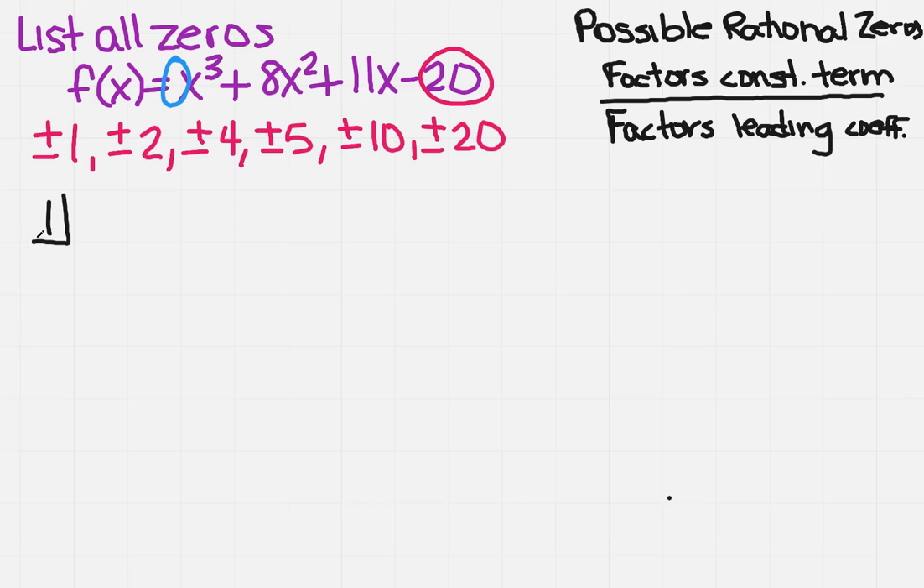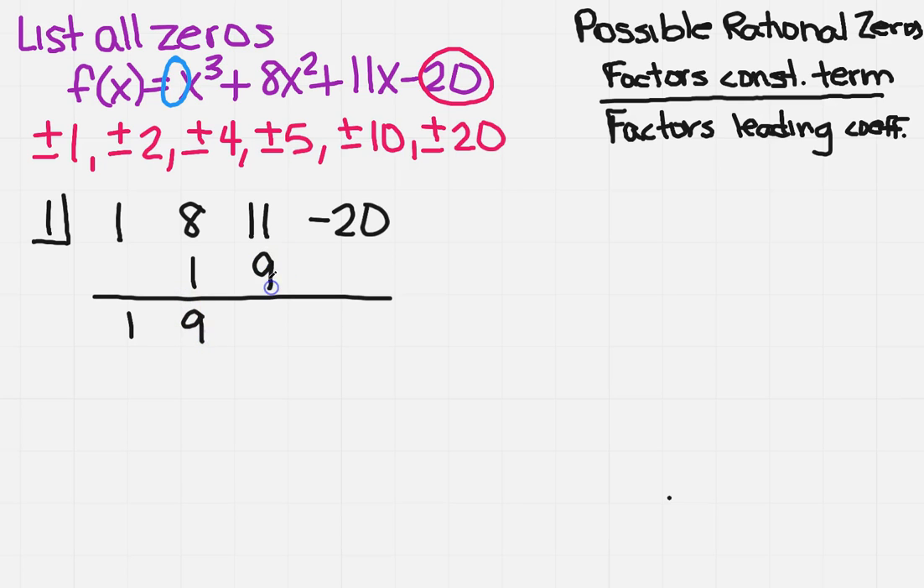Now remember, when I do this, I need to put the coefficients from my f of x. So I have 1, 8, 11, minus 20. And back to synthetic division, we bring the first term down. 1 times 1 is 1. 8 plus 1 is 9. 9 times 1 is 9. 9 plus 11 is 20. 20 times 1 is 20. I add these together, I get 0. That means we do not have a remainder.